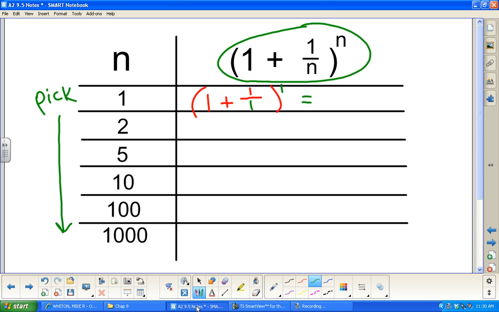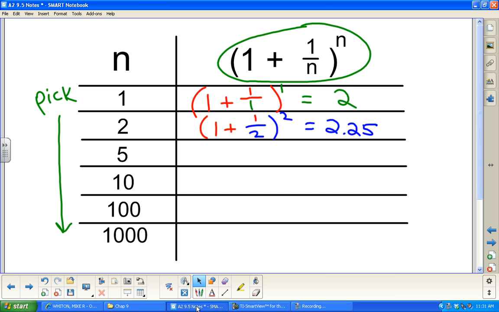And I'm just seeing what this thing equals. So this is just 1 plus 1. It's just 2 to the first. It's just 2. Okay, but when we go to the second piece, if n were 2 now, to the second, so that would be more like 1 plus 1 half, so 1.5. 1.5 squared, I believe, was 2.25.